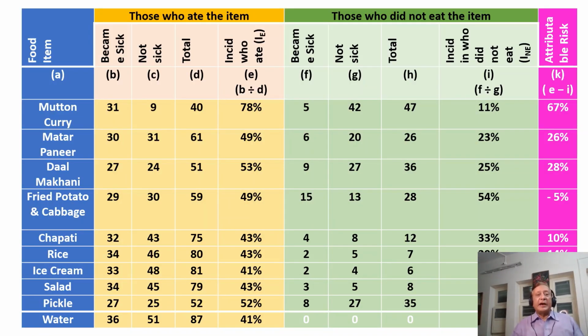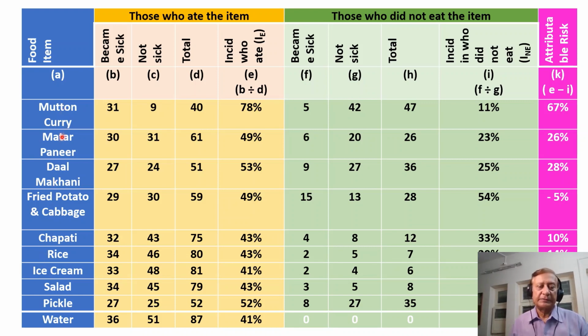Now, in our example, our investigating team worked out the data as I have just explained in the previous slide, and the results for the entire data are shown on the screen herewith, which I'll just explain to you. As I have said, this is the enlarged form of the table. For mutton curry, a total of 40 boys had eaten mutton curry. Out of those, 31 fell sick, and the incidence in those who ate mutton curry was 78%. It was 11% among those who did not eat mutton curry, and therefore the attributable risk was 78 minus 11, 67%.